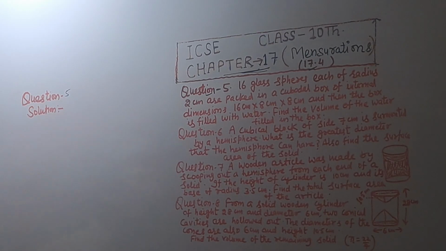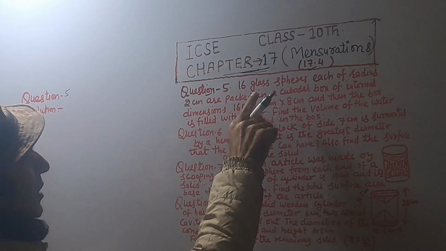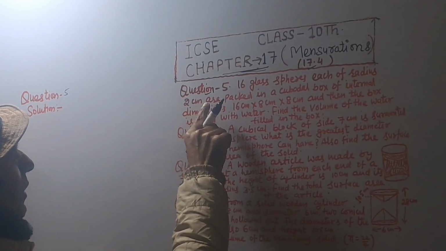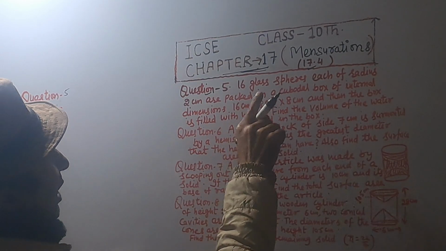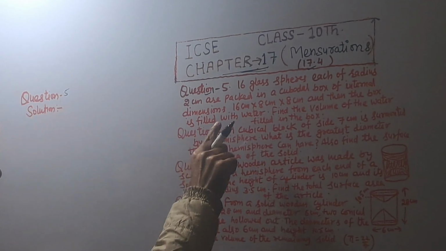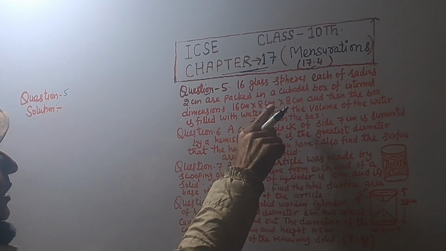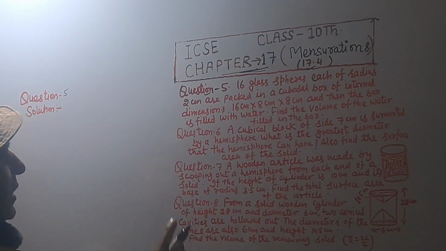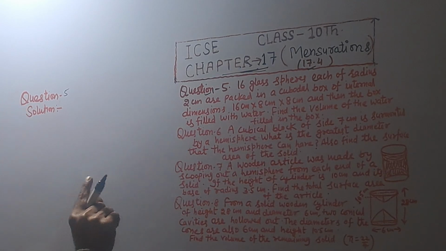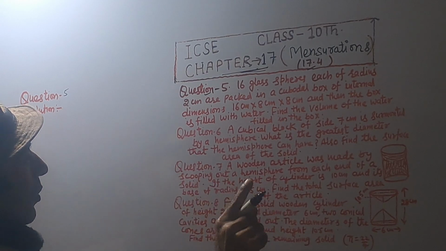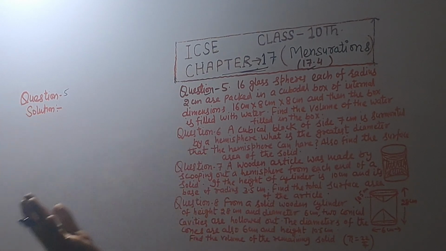Question number 5. 16 glass spheres, each of radius 2 centimeter, are packed in a cuboidal box of internal dimensions 16 centimeter, 8 centimeter, 8 centimeter, and then the box is filled with water. Find the volume of the water filled in the box.